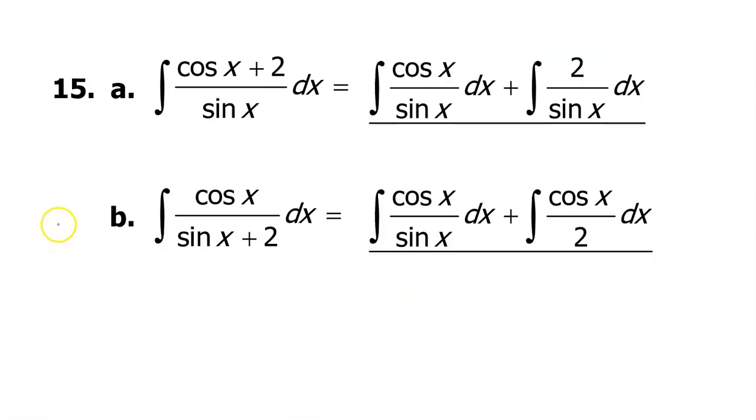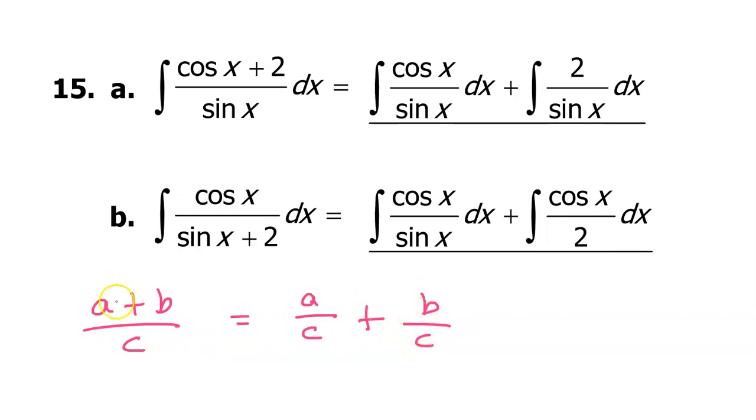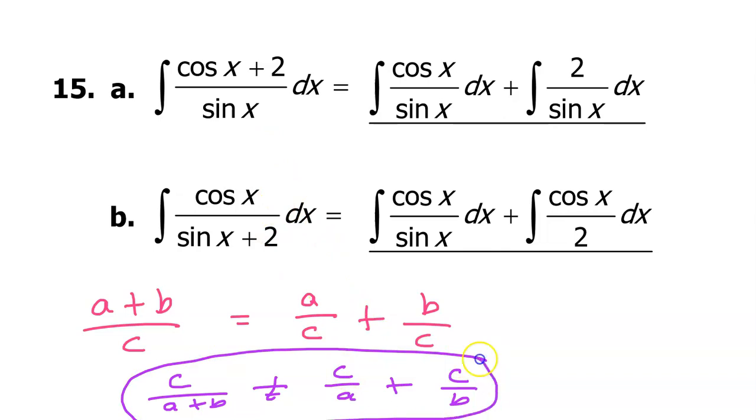Look at number 15 for a few seconds. Can you tell what's wrong with this picture? Well, they are trying to use what I always refer to as the a plus b over c rule. So here's what I mean by that. If I have a plus b over c, I know that can be split up into two fractions by doing a over c plus b over c. So if I ever see this, I can split it up that way. However, it has to be a plus b over c. If I had something that was like c over a plus b, I cannot split this up into c over a plus c over b. So the mistake is where they tried to do this, and this is no good.